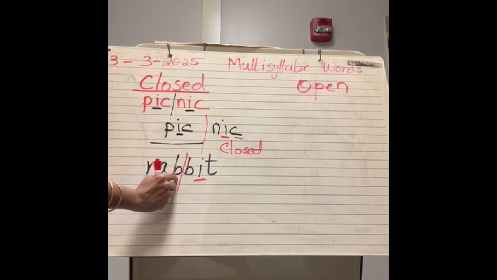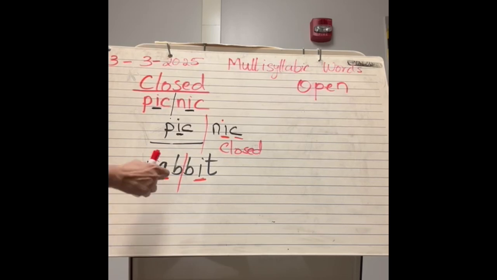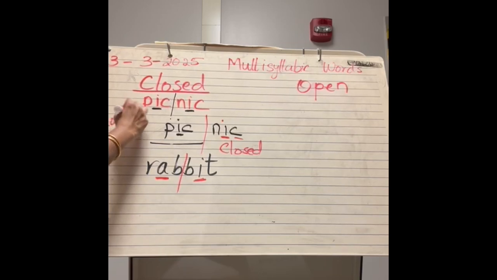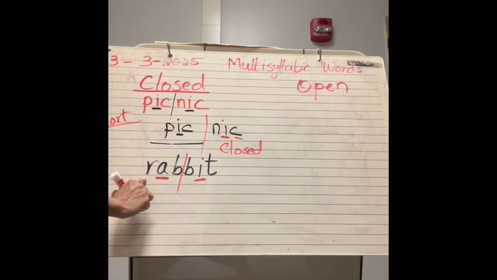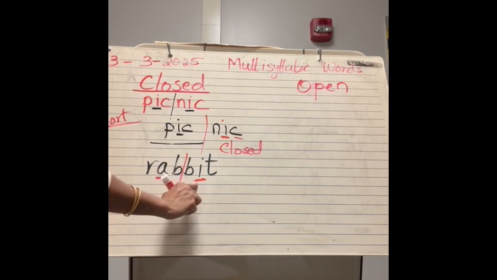When it becomes a closed syllable, the vowel in the closed syllable says its short sound. R, A, B, rab. Now let's look at this one.